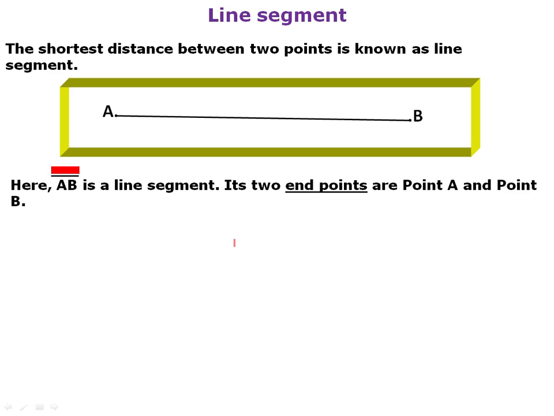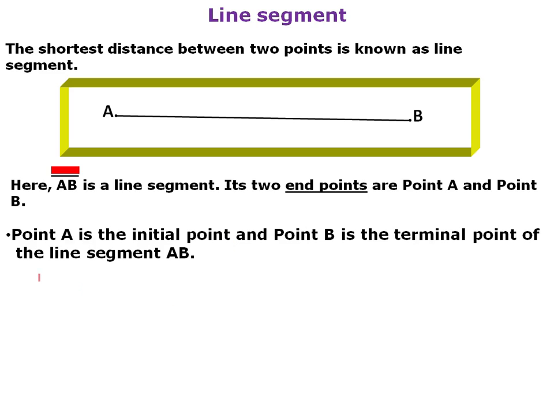Clear? Here you see point A is the initial point. Initial point means starting point. And point B is the terminal point of the line segment AB. Point A is the starting point and point B is the terminal end point. That means finishing point. Always you have to give an upper bar for a line segment AB.